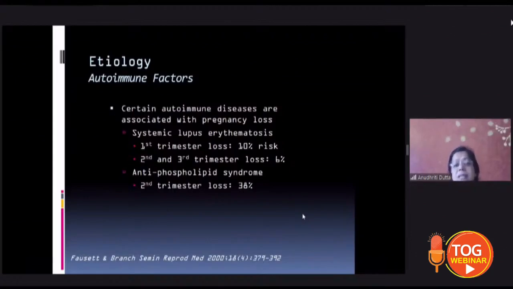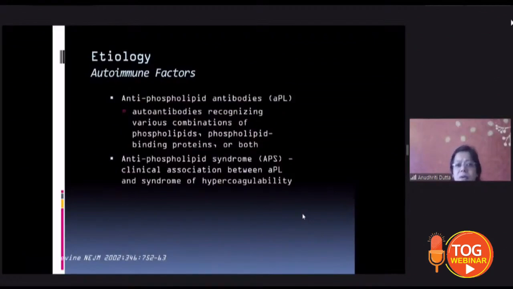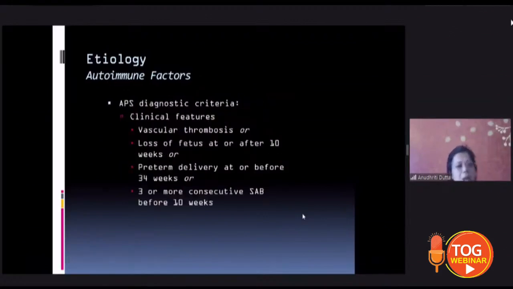Antiphospholipid syndrome, it's a cause of 38% in second trimester loss. Now, the antiphospholipid antibodies are autoantibodies recognizing various combinations of phospholipid-binding proteins. And this syndrome is a clinical correlation association between the APL and the syndrome of hypercoagulability. So for APL to be diagnostic, we need clinical features and laboratory features.